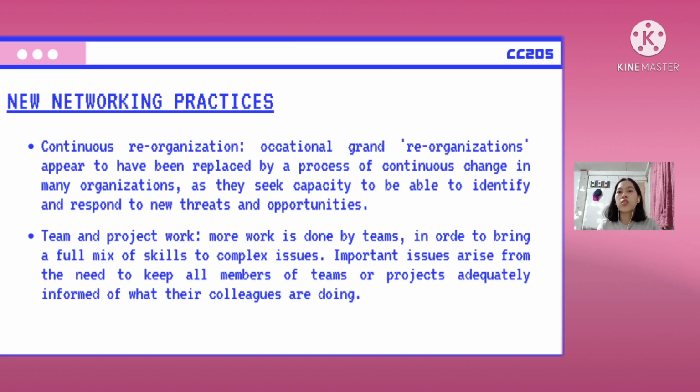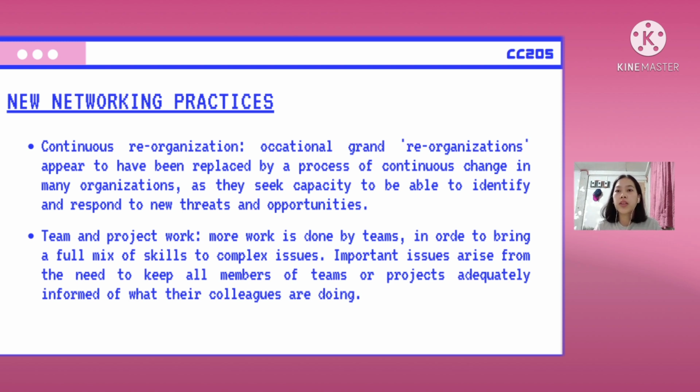Continuous reorganizations. Reorganizations appear to have been replaced by a process of continuous change in many organizations as they seek the capacity to be able to identify and respond to new threats and opportunities. As a result, offices, sections, and departments open and close.